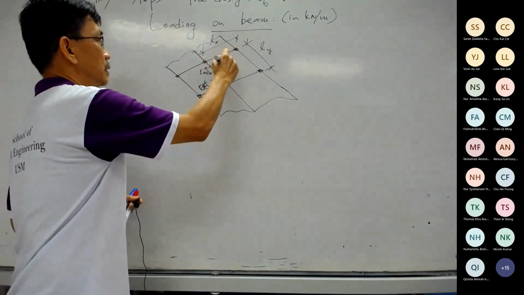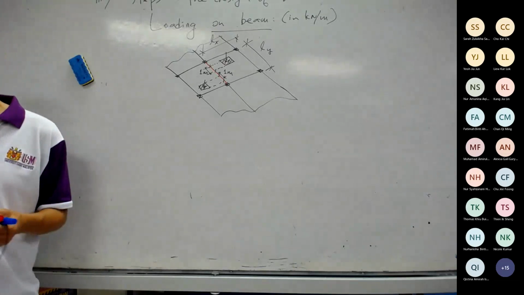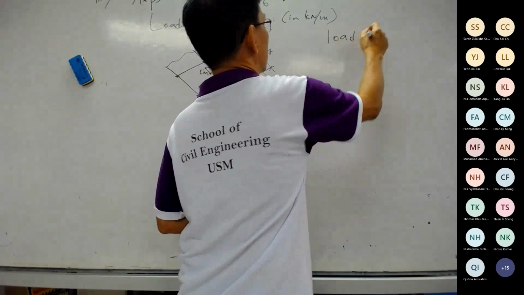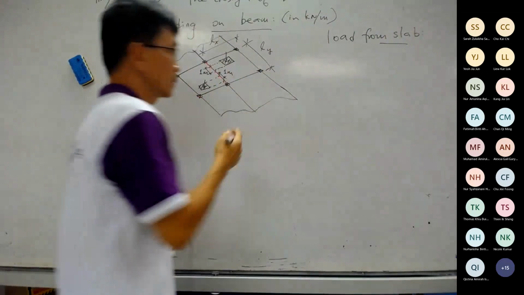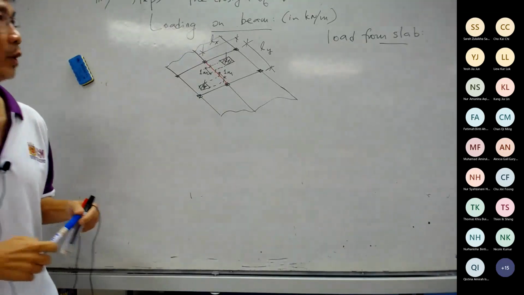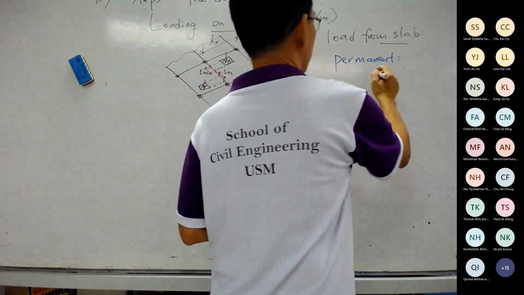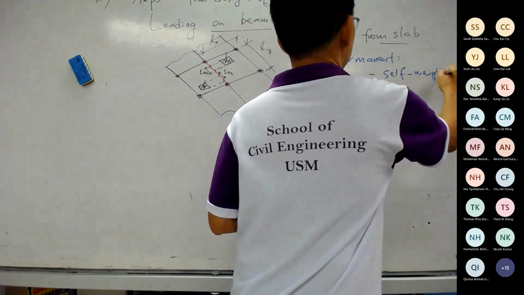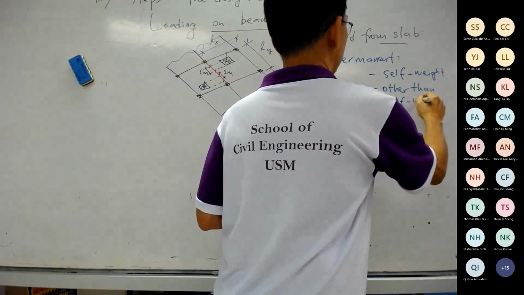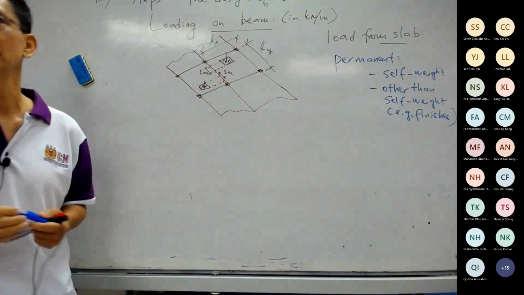You have loading from the slab, which is in kilonewton per meter square, and you have to calculate the effect of the slab load onto the beam in terms of kilonewton per meter. It is a beam supported slab, so slab load will go to the beam. The load from the slab, we have the permanent one, and permanent you have two types. One is dead load, which is self-weight, and the other one is the superimposed one, which is other than self-weight. For example, you have finishes. This is categorized under permanent.